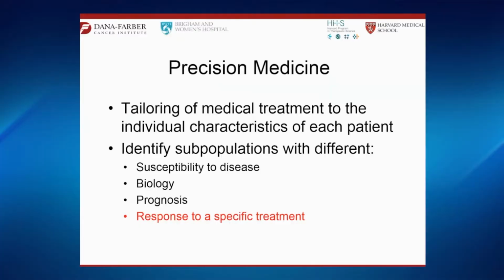So we've heard a couple of precision medicine definitions so far. Again, I'll be more general. I think that this era is about tailoring medical treatments to the individual characteristics of each patient. To do this, we identify populations with different susceptibility to disease, biology, prognosis, but mostly response to a specific treatment. And I think a lot of the times we'll talk about this with respect to targeted agents because that makes the most sense biologically and with a priori biologic hypothesis. But really any biomarker that's predicting a response or an outcome is something that we could consider precision medicine, even if it's not a molecular one.